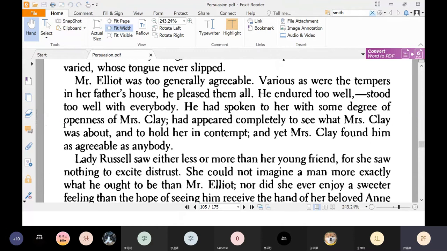So here, Mrs. Clay is part of the Elliot household in that she's always visiting and she's a good friend of Elizabeth. So if Mr. Elliot wants to maintain good relations with the Elliot household, he would also have to maintain good relations with Mrs. Clay.